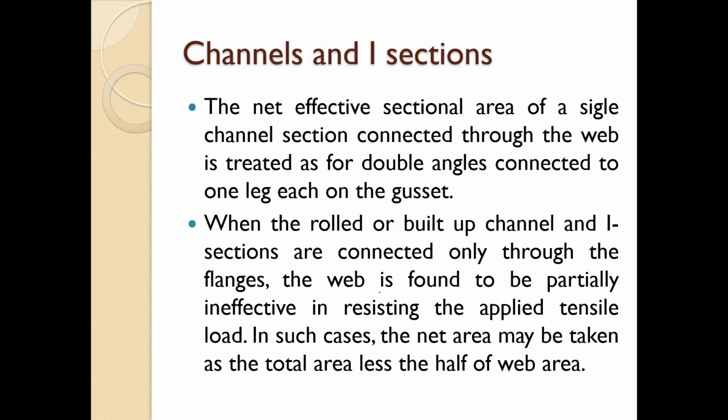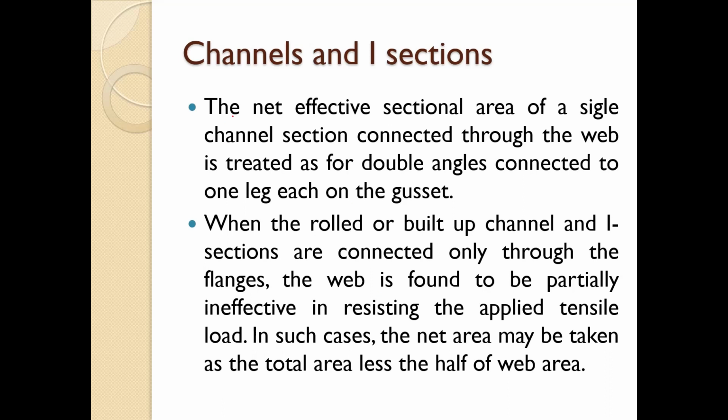Then the channel and the I section. The net effective area of a single channel section connected through the web is treated as a double angle connected to one leg each on the gusset. And when rolled or built up channel or I sections are connected only through the flanges, the web is found to be partially ineffective in resisting the applied tensile force. In such cases, the net area may be taken as the total area less half of the web area.